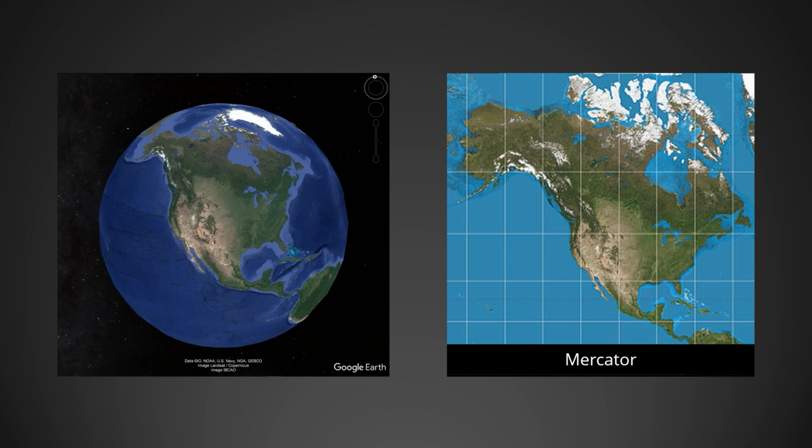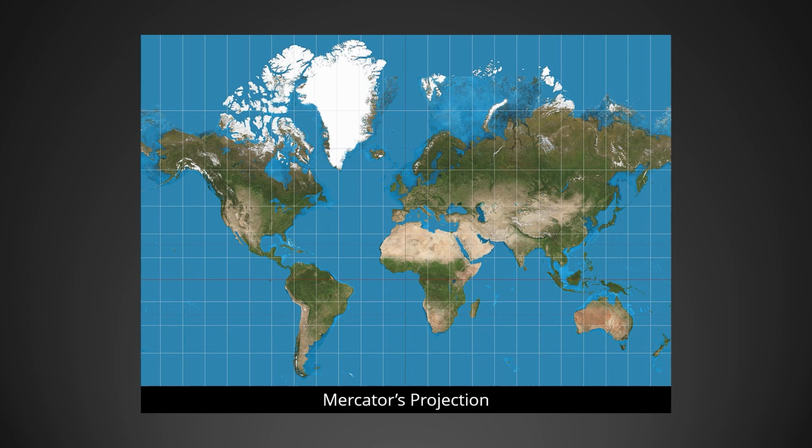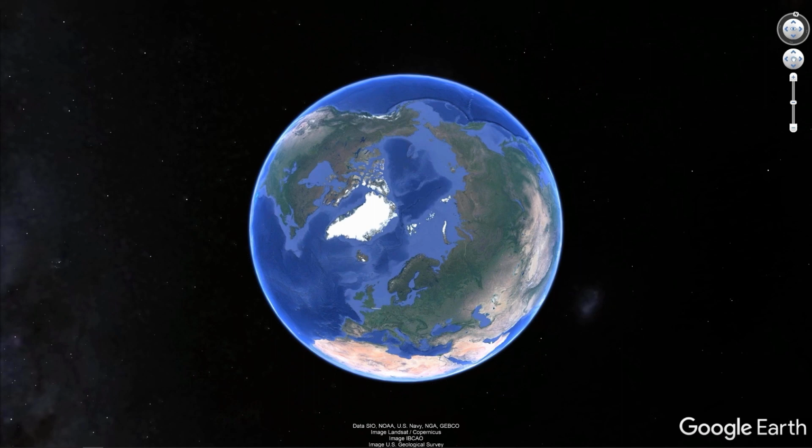The last property on our list is that ideally, equal areas on the Earth's surface should be shown as equal areas on the chart. On the screen is a Mercator's projection chart. Look at the size of Greenland compared to Africa. They look about the same size. But if you look at the globe, Greenland is way smaller than Africa.